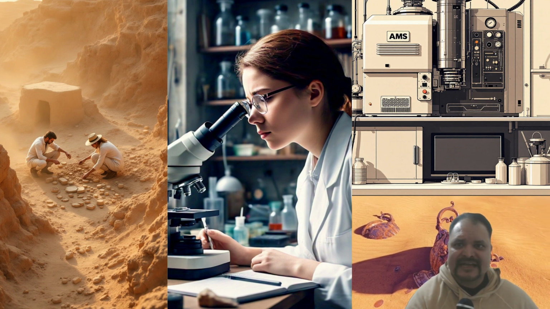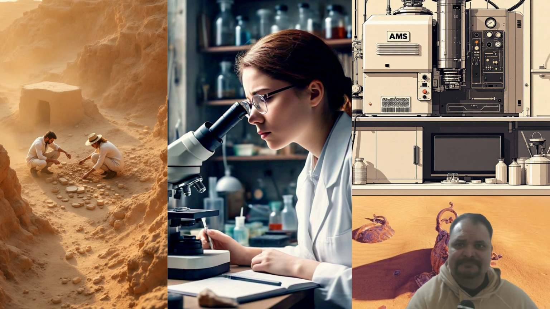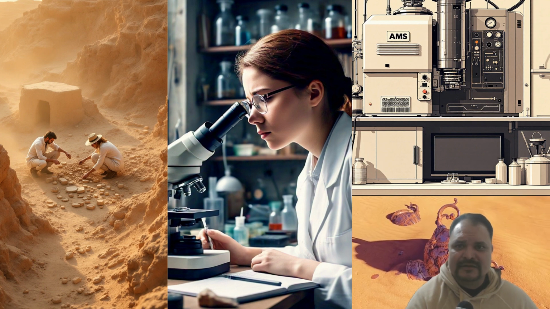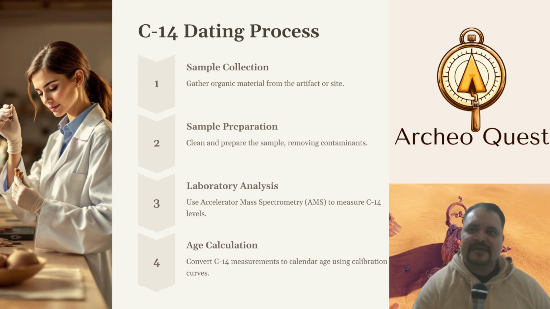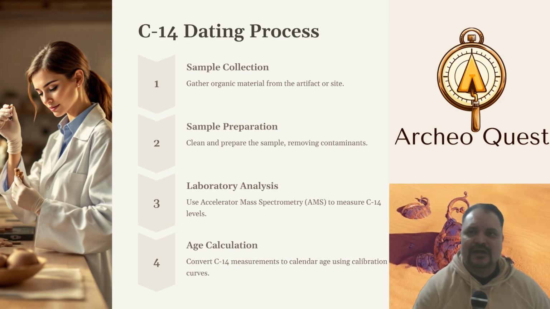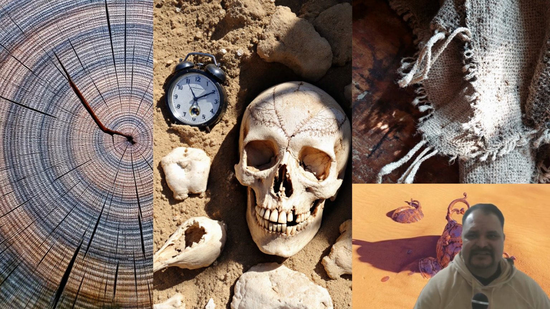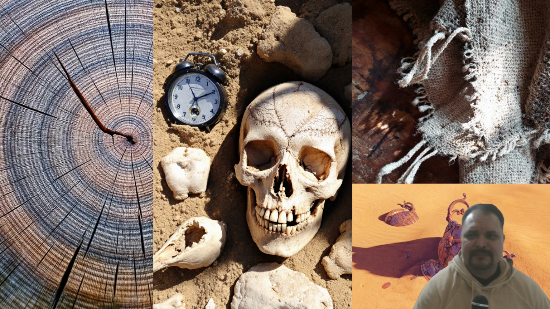The lab uses a technique called accelerator mass spectrometry, or AMS, to measure the amount of carbon-14 in the sample. This technique is highly sensitive and can detect very small amounts of carbon-14. By comparing the amount of carbon-14 in the sample to the amount of carbon-14 in living organisms, researchers can calculate how long ago the organism died. This is known as the radiocarbon age. However, radiocarbon dating is not without its limitations. For example, it can only be used to date organic materials such as wood, bone, or fabric.